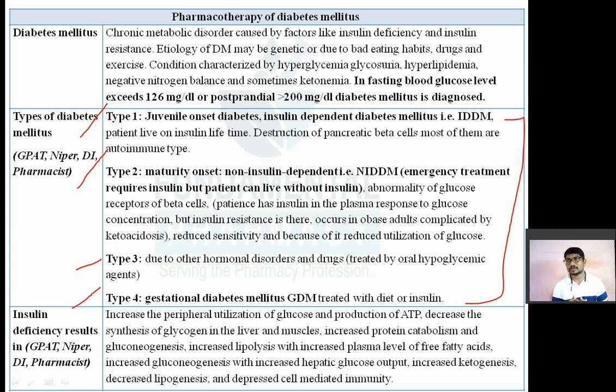There are specialized cells in the pancreas known as the islets of Langerhans. The islets of Langerhans have different kinds of cells: alpha cells, beta cells, delta cells and PP cells. Alpha cells secrete glucagon, beta cells secrete insulin, delta cells secrete somatostatin, and PP cells secrete pancreatic polypeptide. So try to remember these.